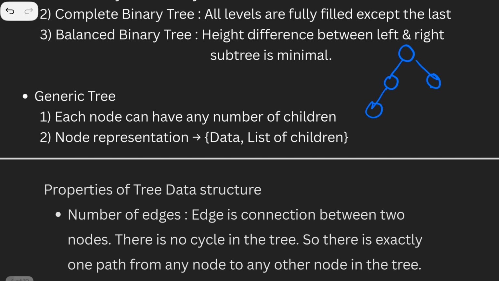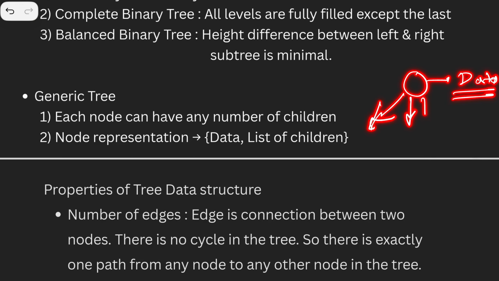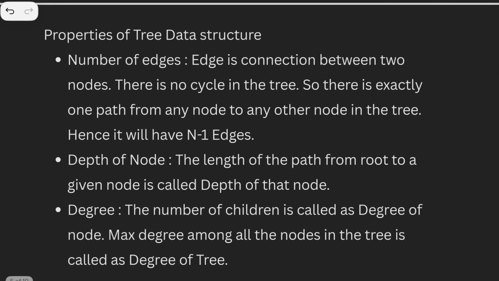Now this is a generic tree, and that's what we usually mean by a tree. So every single node will have a data and it will have information about all its children, either their address or something like that. Let's look at some properties.